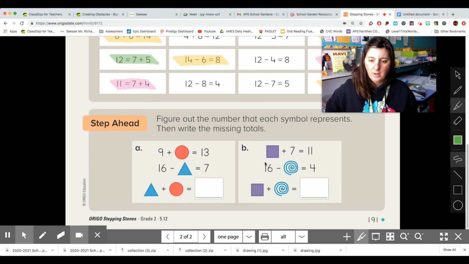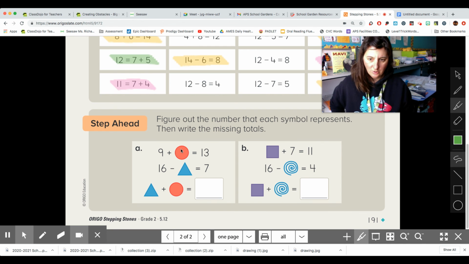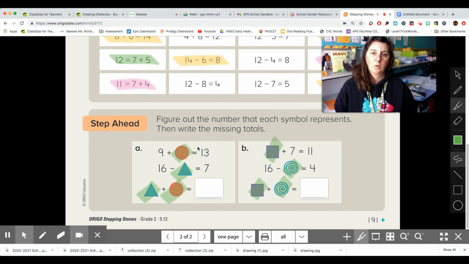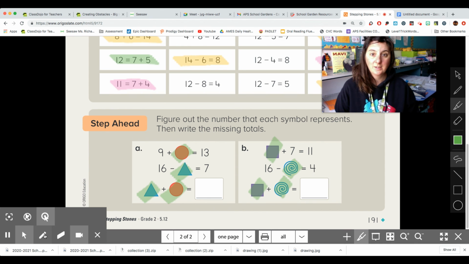And then for the step ahead, figure out the number that each symbol represents, then write the missing totals. So each shape or symbol represents a different number. So every time you see a circle, that's going to represent the same number. Every time you see a triangle, that's going to represent a different number. Squares, same thing with the squares and the spirals. So try that one out. What number does the circle represent? What number does the triangle represent? And so on. All right, let me know if you guys need any help, please.